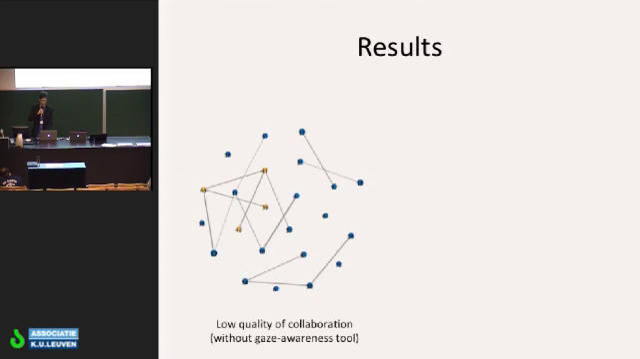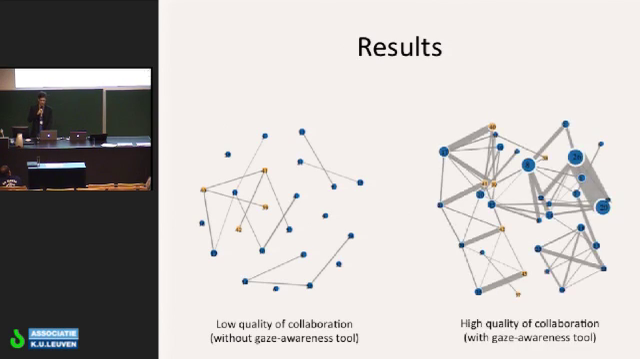So here are the results. Here you see a group with a very low quality of collaboration, and this was actually a group that didn't have access to the gaze awareness tool. On the right, you see a group that had a very high quality of collaboration. And actually, those people had access to the gaze awareness tool. So you can see that those people had a lot of moments of joint attention, and they had a very high focus on area 26 and area 20.